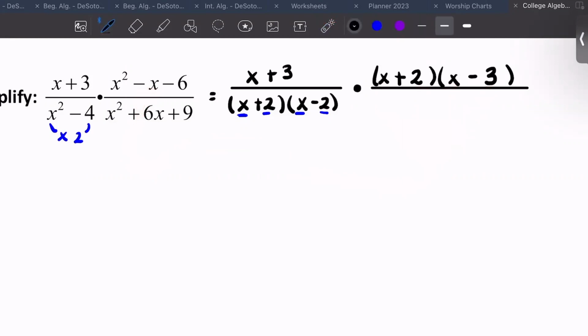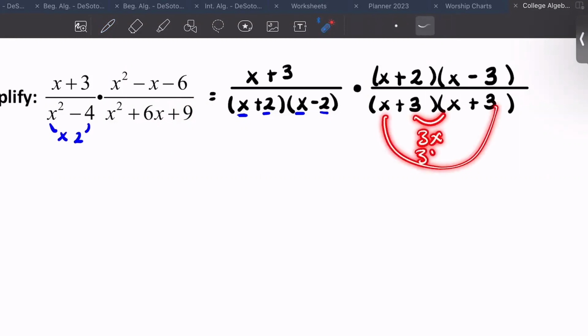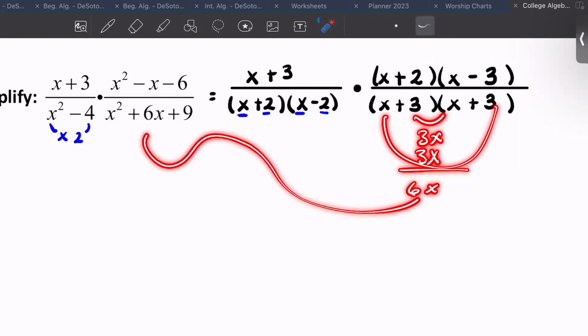So now let's do the bottom. That's another easy trinomial. And we have x and x. Our signs are the same, and they're both positive, so I can go ahead and fill that in. Now I need the factors of 9 that add to give me +6. And I'm going to get x plus 3, x plus 3. And I can always check myself. 3x plus 3x gives me 6x, and I'm good.